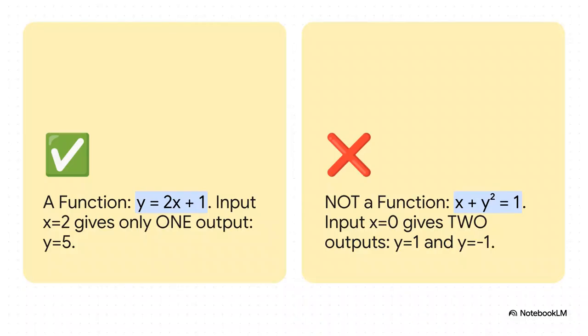Okay, look on the left. We've got a perfect function. You put in an x of 2, and the only possible answer you can get for y is 5. Simple, clean. But now, check out the equation on the right. x + y² = 1. If we put in an x value of 0, what can y be? Well, y could be 1, right? Because 1 squared is 1. But wait, y could also be negative 1, because negative 1 squared is also 1. Uh-oh, one input just gave us two different outputs. That breaks our main rule, so that relationship is not a function.